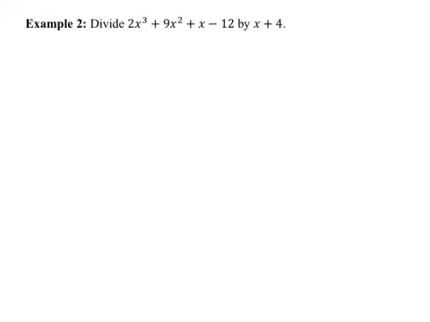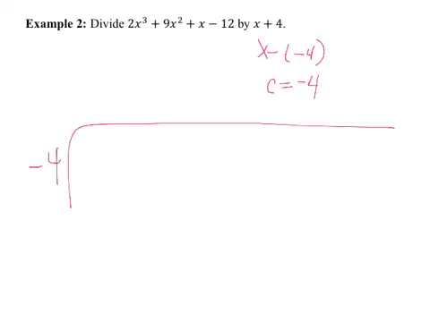Example 2 says, divide 2x cubed plus 9x squared plus x minus 12 by the quantity x plus 4. So start by thinking about this as x minus negative 4, so you can identify that c is equal to negative 4. Once that is known, just put a negative 4 out here. Then look at this. Well, this is in order, and there's no missing placeholders. 2, 9, 1, negative 12.